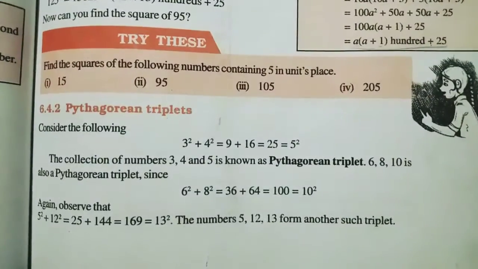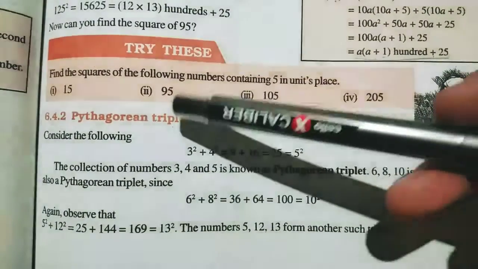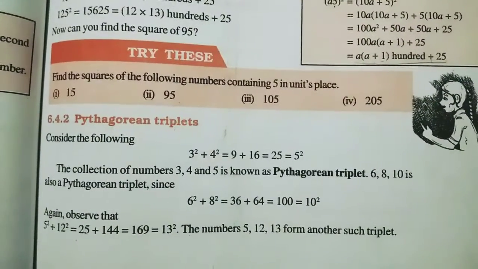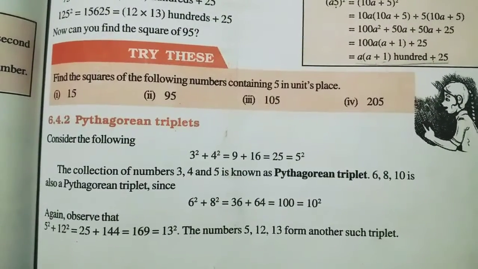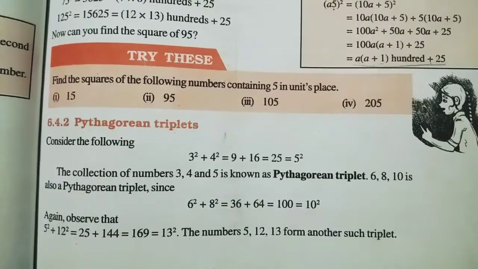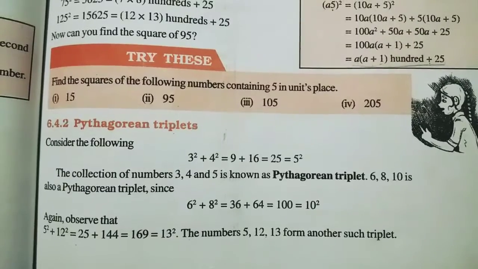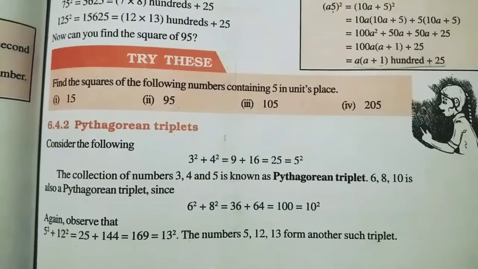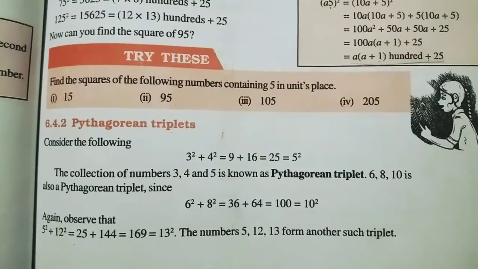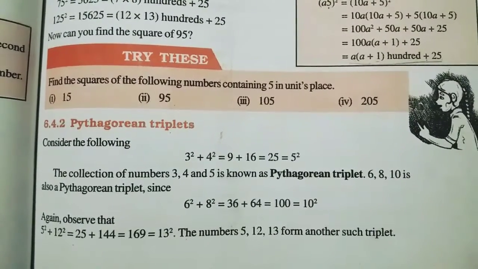Now, the next topic. Today's topic is what? Pythagorean triplets. Okay, what is a Pythagorean triplet? You know the Pythagoras formula, right? The Pythagoras formula says that in a right angle triangle, the hypotenuse square equals perpendicular square plus base square. That means you have to square the sides and add them, then you will get the hypotenuse.